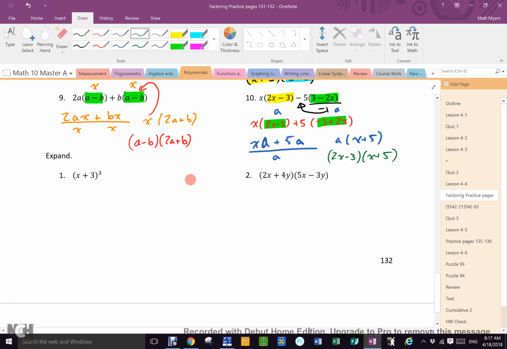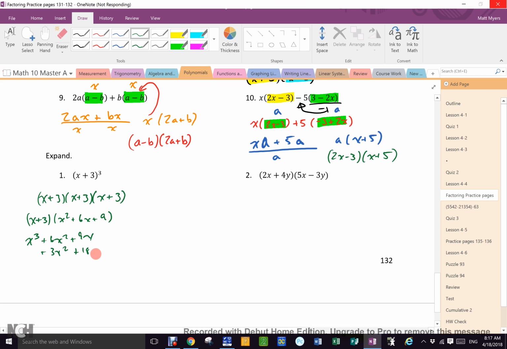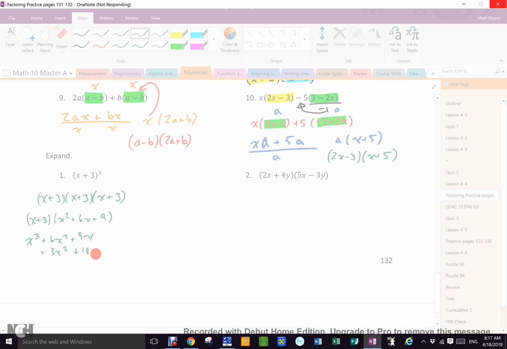I also asked you to expand these two. That means it's x plus 3, x plus 3, x plus 3. There's all kinds of ways to do that. The way I suggested that you do that is forget the first one. Expand the second one, since you can use the shortcut, x squared plus 6x plus 9, and then distribute that through. X cubed plus 6x squared plus 9x plus 3x squared plus 18x plus 27, x cubed plus 9x squared plus 27x plus 27.